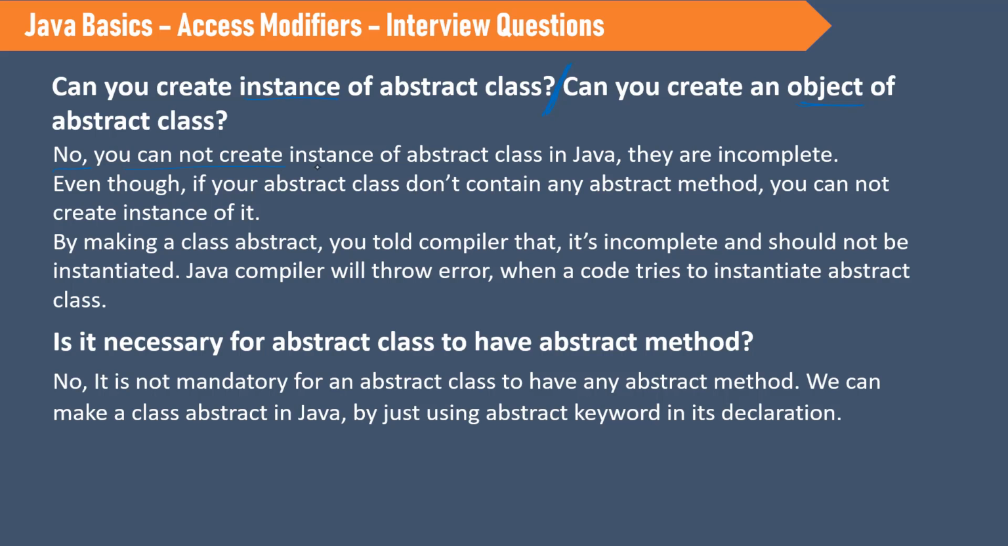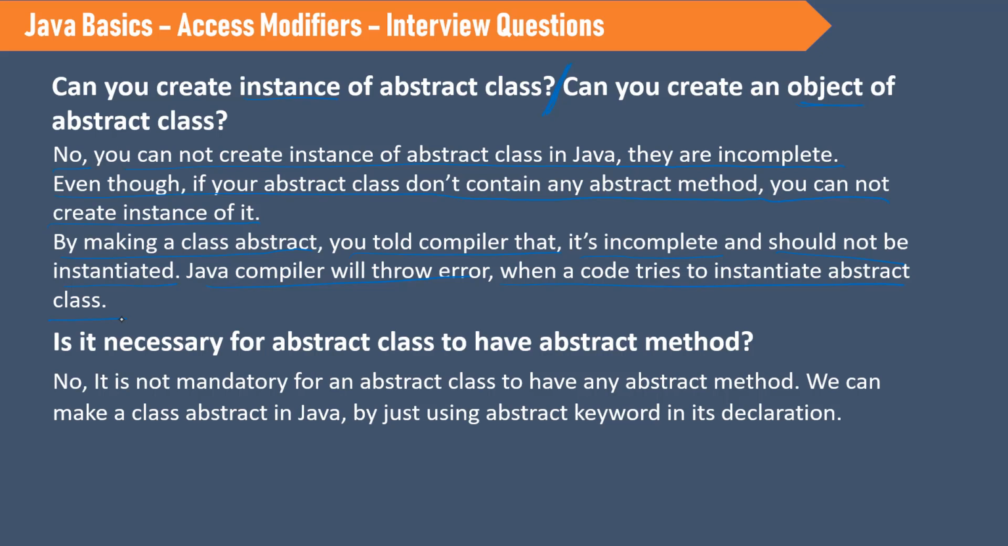So the answer is no. You cannot create an instance of abstract class in Java as they are incomplete. Even though your abstract class doesn't contain any abstract method, you cannot create an instance for it. By making a class abstract, you are telling the compiler that it is incomplete and should not be instantiated. That means no object should be created. Java compiler will throw an error when a code tries to instantiate an abstract class.